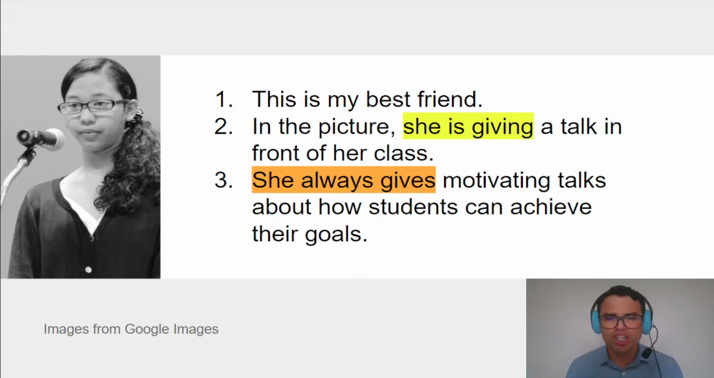Number 3, orange, habits. She always gives motivating talks about how students can achieve their goals. Okay, so you don't see ing in orange. Why? Because you are talking about facts, habits, routines, things that always happen. All right, so that's why you have she, then you have a frequency adverb, always, and then you have a verb, gives, conjugated into third person singular. That is why it finishes in S.